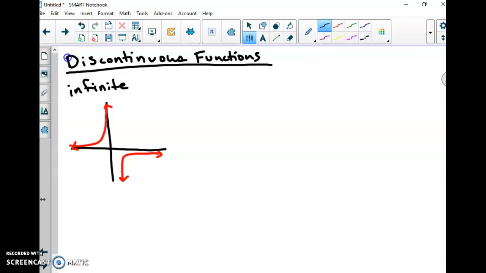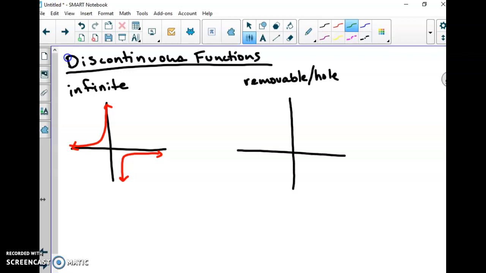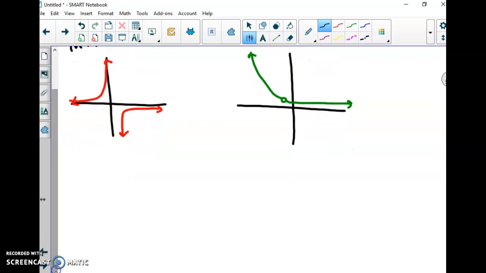We also have a removable, sometimes known as a hole. This is where I'm going to have something like this. Maybe a little bit better of a picture, but you're going to have a removable or a hole because that graph just keeps going, and then all of a sudden, boom, I can't have it exist there. The next one, and there are a removable or hole. This one's more specific because you actually can see the hole. There is another type of removable.